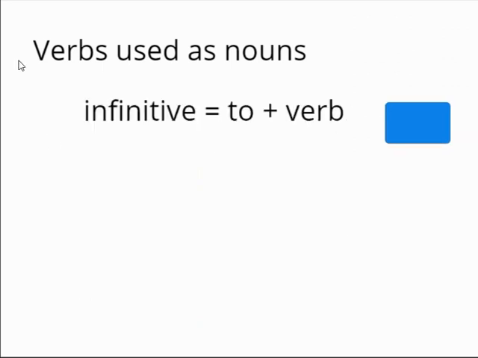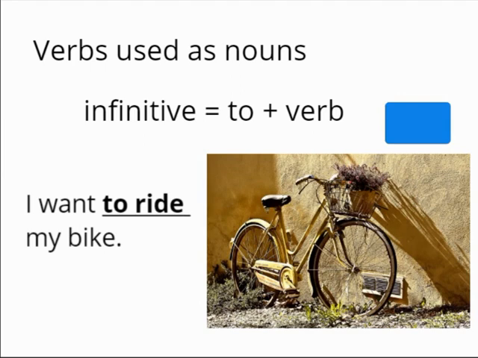The infinitive is to plus the verb used as a noun. For example, I want to ride my bike. To ride is the infinitive. After the verb want, I use to ride.